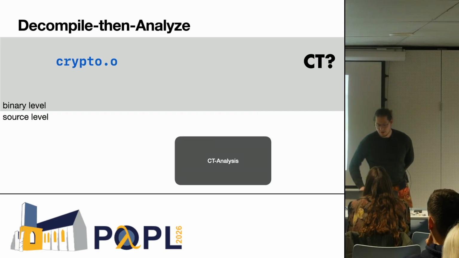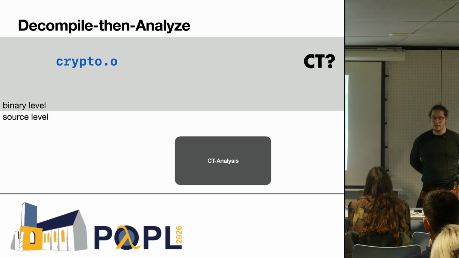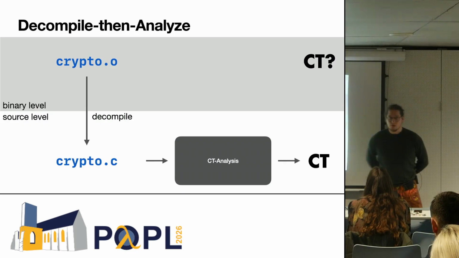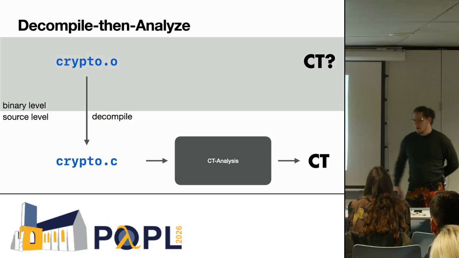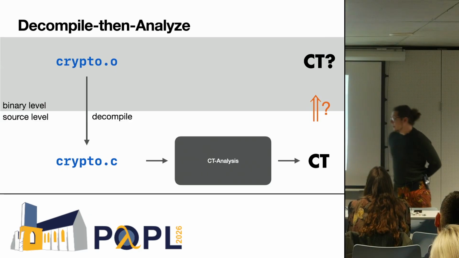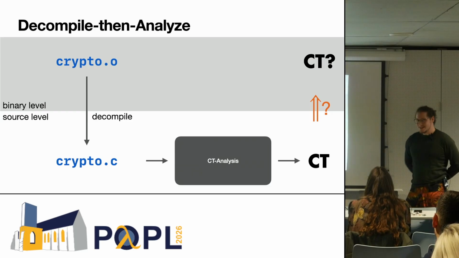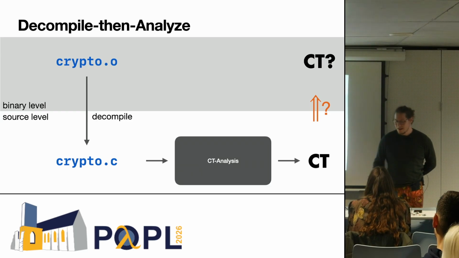What if your constant time analysis tool is a source level analysis tool? Well, you could come up with the idea to just decompile the program and test it then, right? But the question is then, did you mess up? Is the binary still constant time, or did your decompilation program do something wrong?